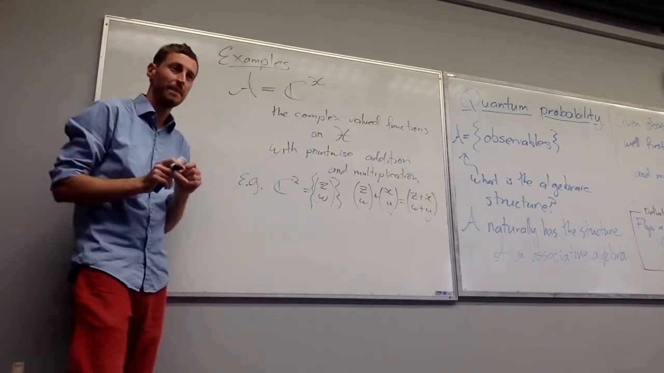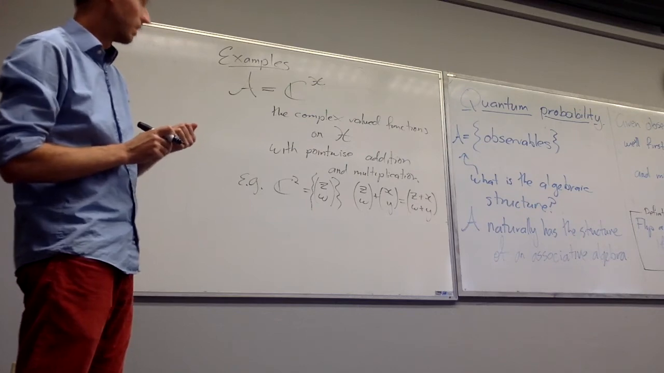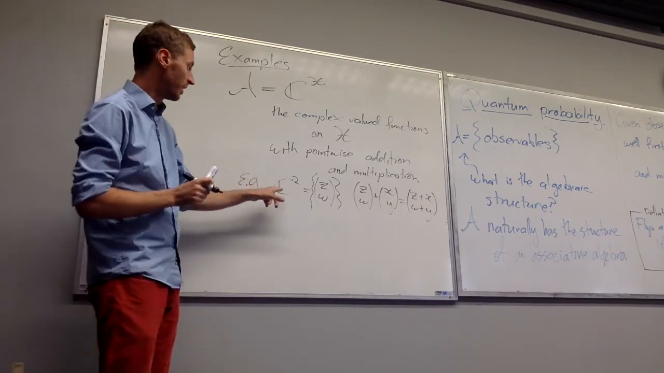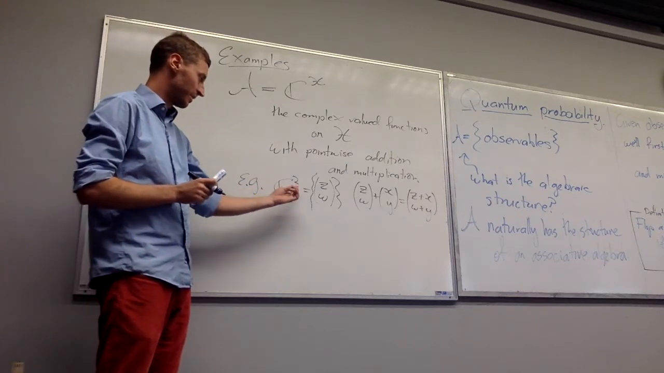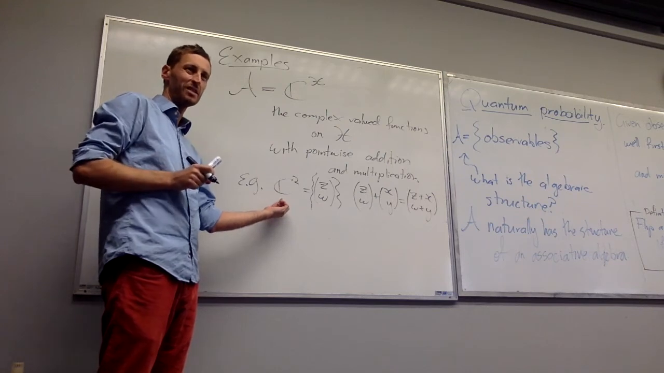Yeah? Do you mean functions with complex coefficients, or... Yeah, I just mean complex values. Yeah. So C2 here is functions from the two-element set to the complex numbers. It's a pair of complex numbers.